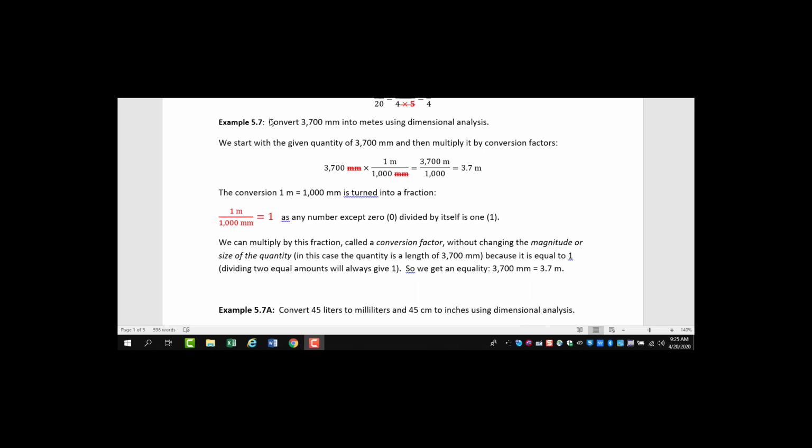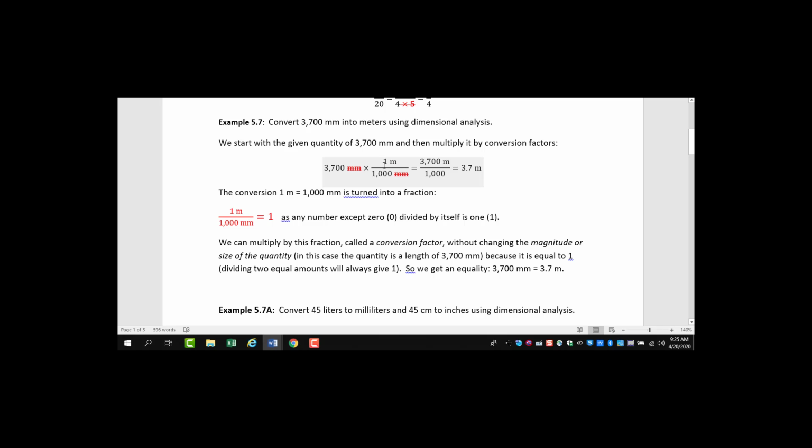Okay, we're going to do this one example, but there's a lot packed in here, so try to follow this. This is really the whole ball of wax. We're going to convert 3,700 millimeters into meters using dimensional analysis. All right, we start with the given quantity of 3,700 millimeters. We write it down here. And then multiply it by a conversion factor.